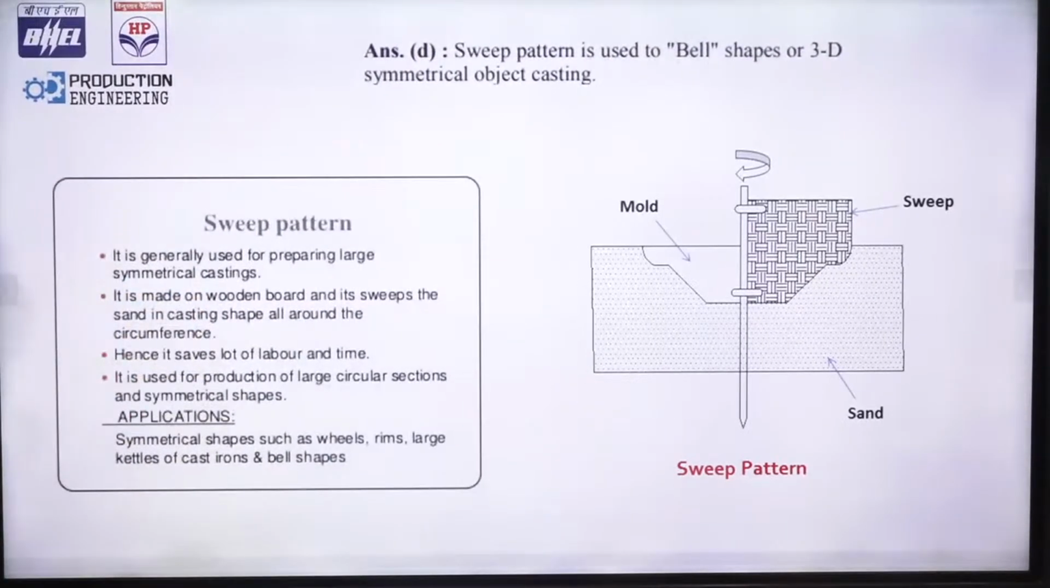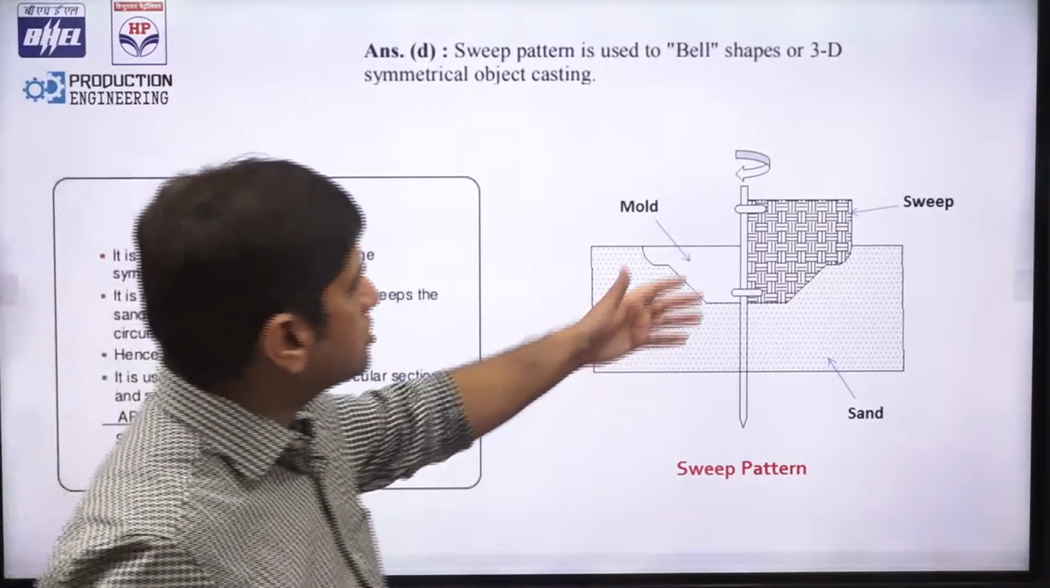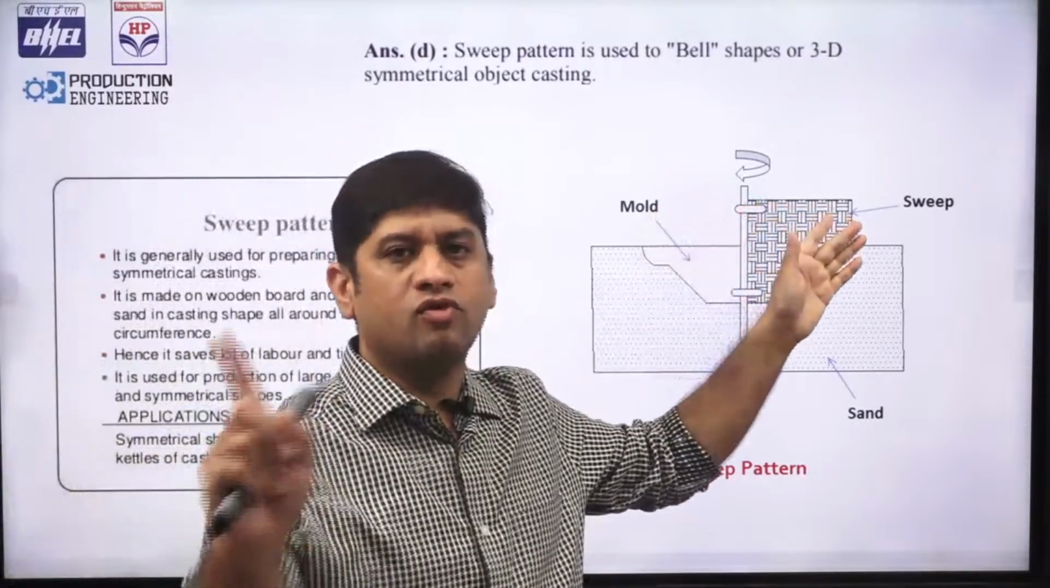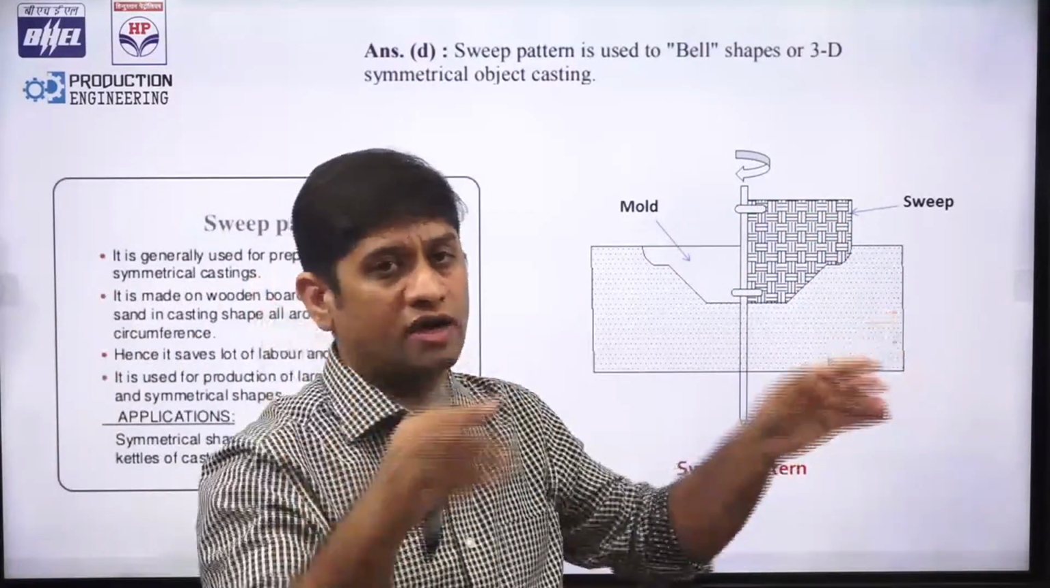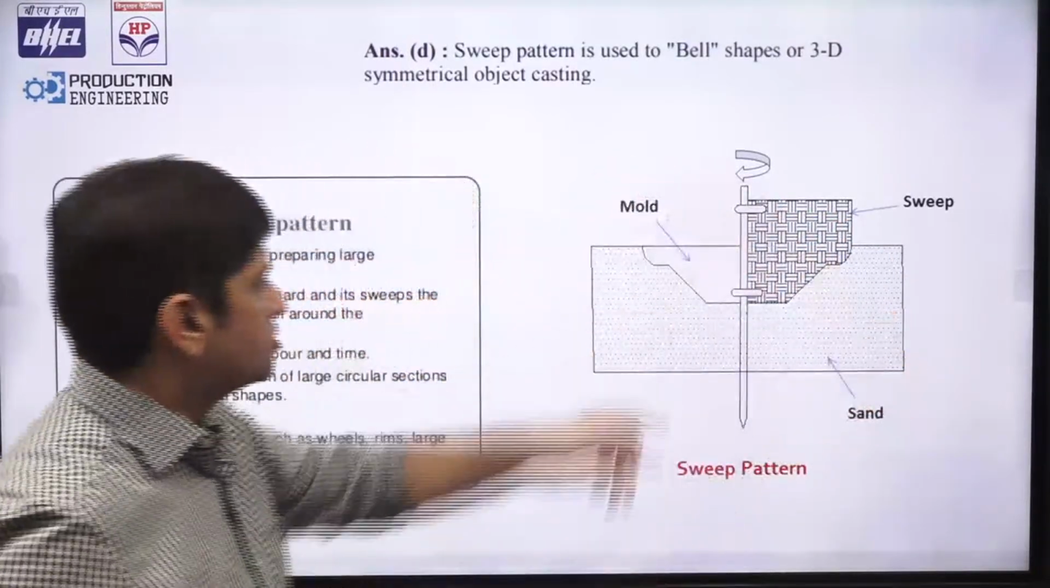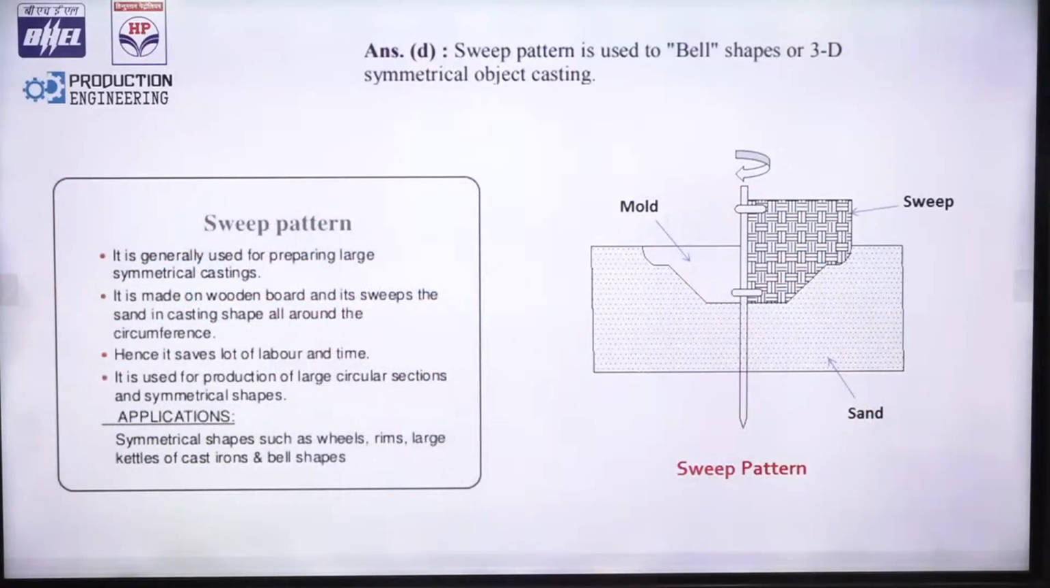What is sweep pattern? As you can see in the diagram, there's a pattern made up of wood or something. You attach it on a stick, and then you rotate it. The moment you rotate it, you can get the bell shape, right? Three-dimensional bell shape you can get. So three-dimensional conical or bell shape can be obtained by sweeping pattern.